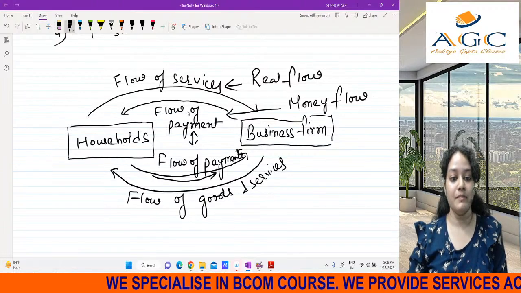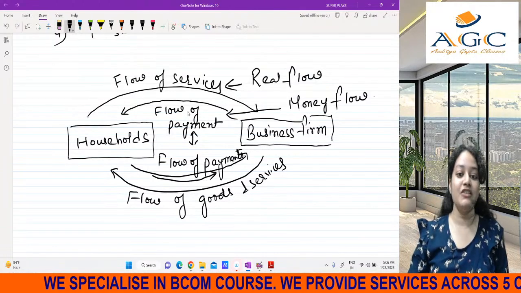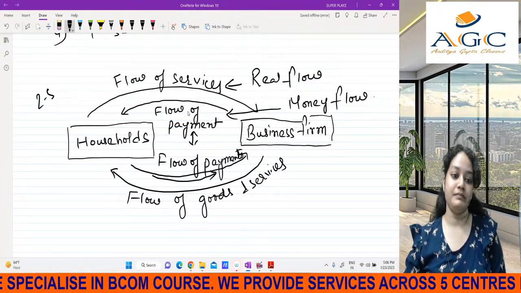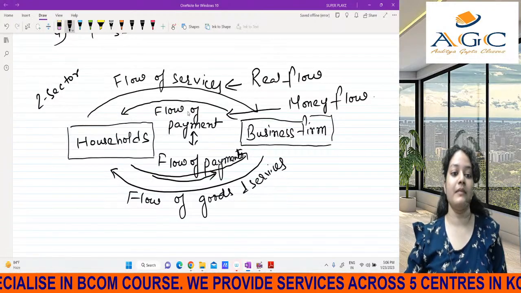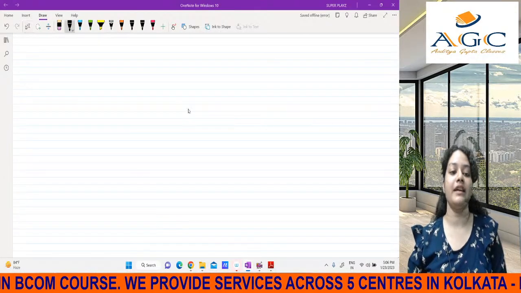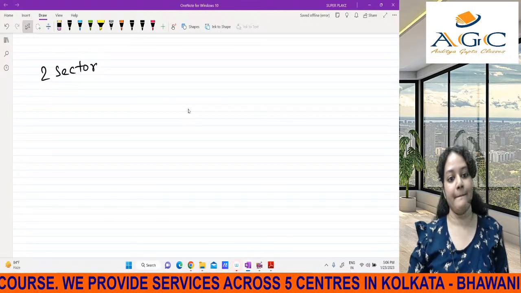This is not so important, but you need to study this because in case it comes, you will be able to attend it. So this is our two-sector model. Then we will be discussing the two-sector model with savings and investment.